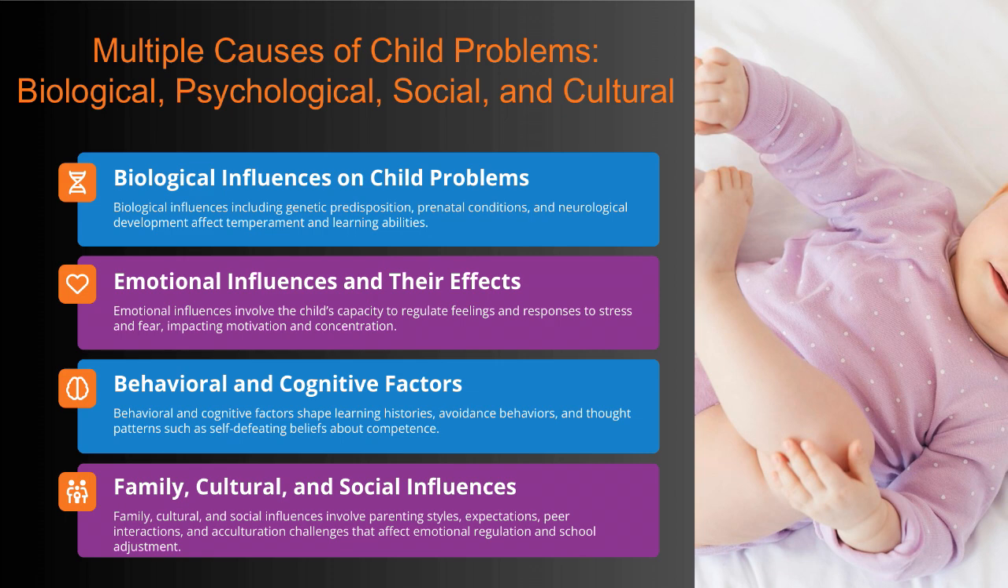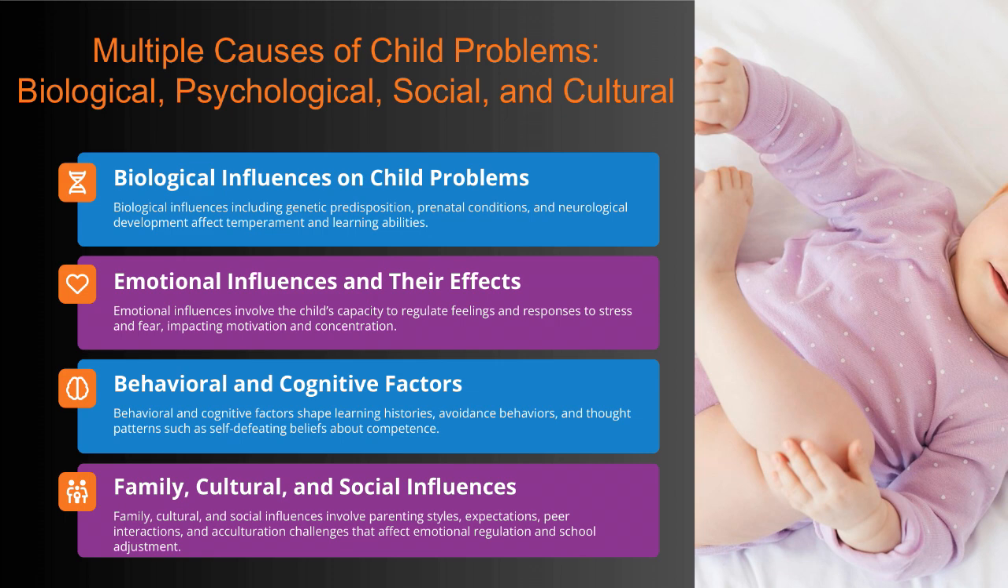Next, emotional influences are crucial. A child's ability to manage their emotions and handle stress or fear can significantly impact their motivation and focus in everyday situations. Then we have behavioral and cognitive factors. These are about the child's past learning experiences, behaviors they might avoid, and their thought patterns, for example. If they believe they can't succeed, that belief can hold them back.